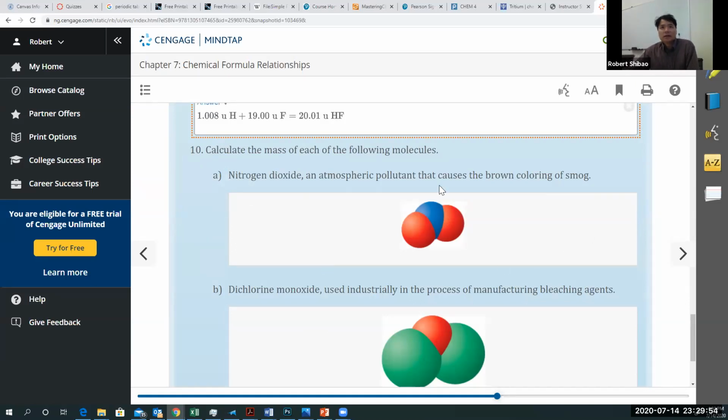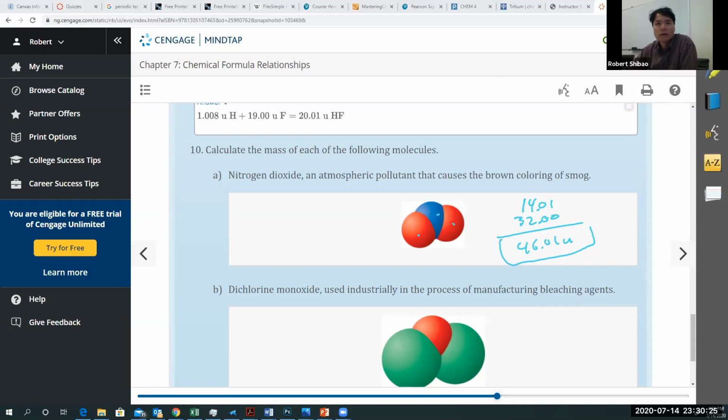Nitrogen dioxide, how much does this weigh? Well, 1 nitrogen is 14.01 plus 2 oxygens is 32. So we can do that pretty quick here. Once you start doing a lot of these, they become much faster. 14.01 for that, 2 oxygens, 32.00, altogether 46.01 u, or grams per mole.